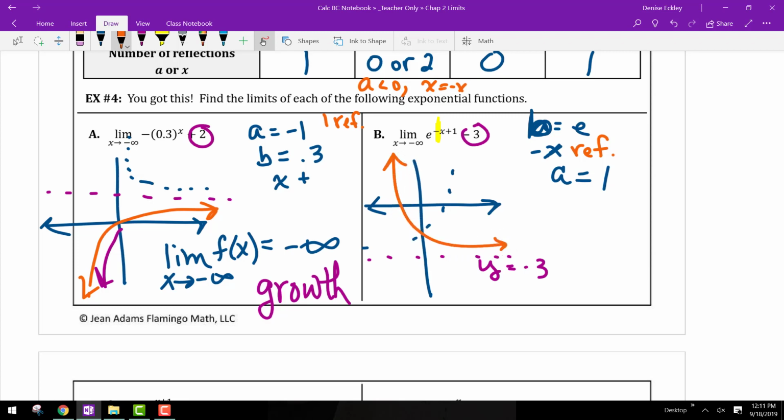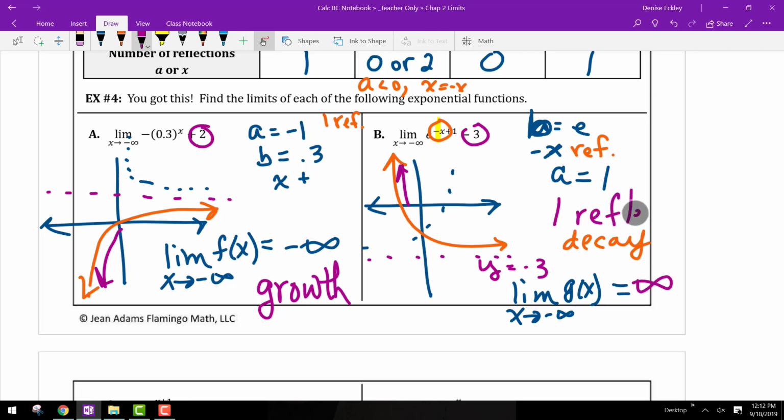Because the reflection is about that, so it's reflected over the y. I think I said that wrong. The reflection comes from the negative x, but it's reflected over the y. I think I said it backwards the first time. So we actually have decay here. And so as the limit as x approaches negative infinity, we'll call this g of x, what we see is that it is growing here. So it's headed towards positive infinity because we have one reflection, which is in our table.